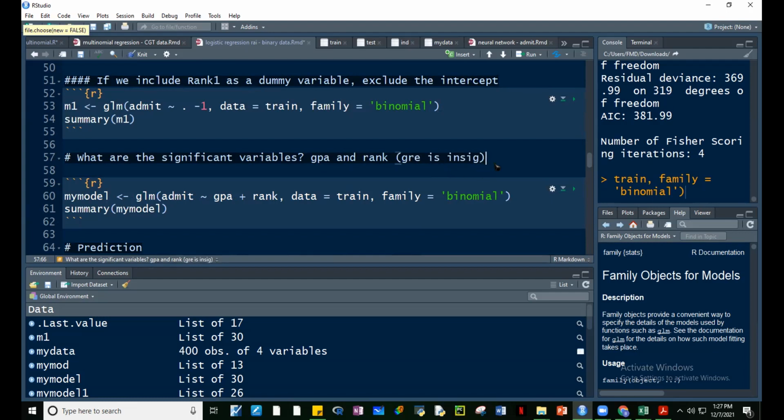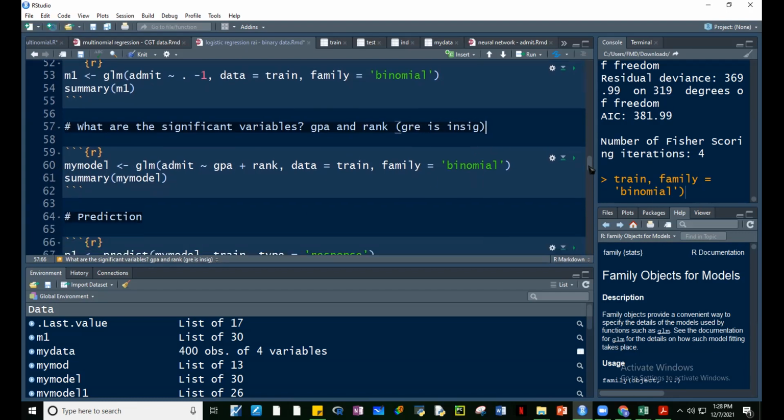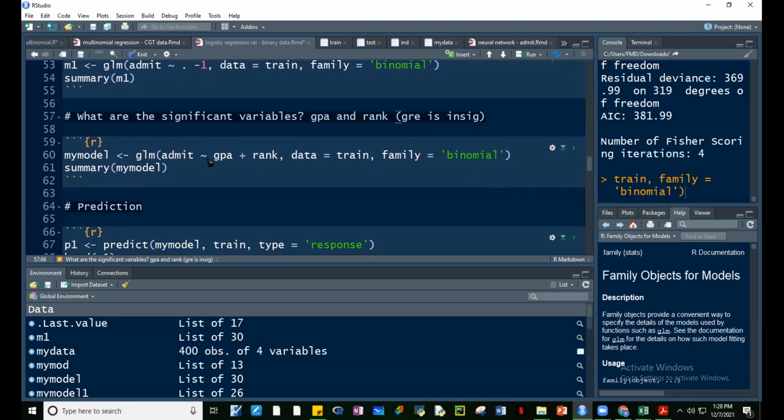Okay, so what we're going to do is we're going to create another model. Let's call it again my model. And then GLM na naman, kaso tinanggal na natin dito guys yung GRE. Okay, GPA and rank form part of our model, but not GRE. So data is trained, family binomial. So let's run this again.